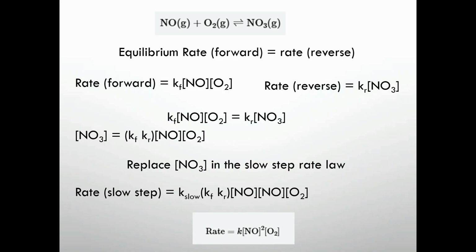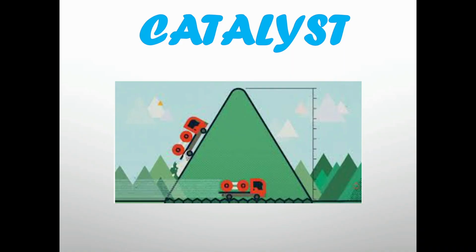Remember, the important thing here is not for you to come up with a mechanism, but for you to recognize that the mechanism matches the overall stoichiometry, and the slow step matches the rate law. And if the rate law is a result of the second step, and it includes an intermediate, you must replace the intermediate. Okay.